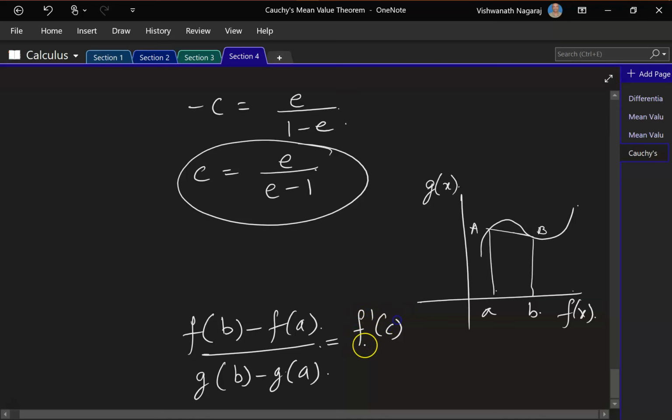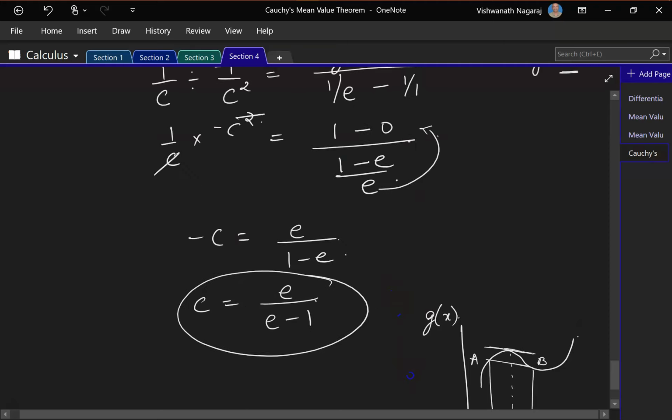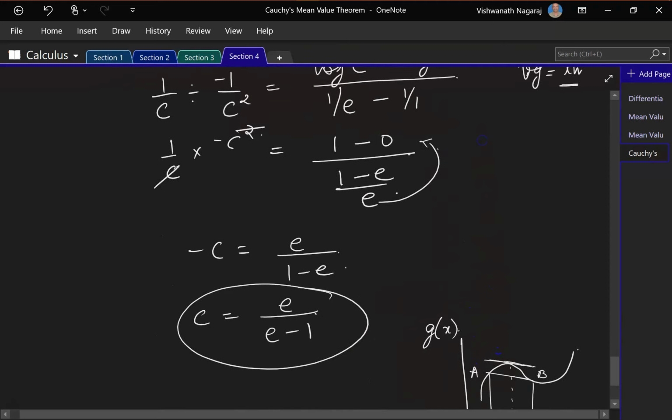So f prime of c divided by g prime of c, or in other words, the ratio of the difference between 2 points of these 2 functions is equal to the ratio of the derivatives at another point. So what this means is that there is going to be a tangent which is going to be parallel to AB, and there will be at least one tangent. There could be more than one tangent as well. So in case of this problem, that particular point is e by e minus 1.